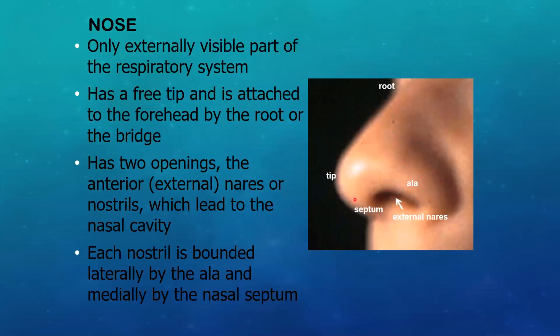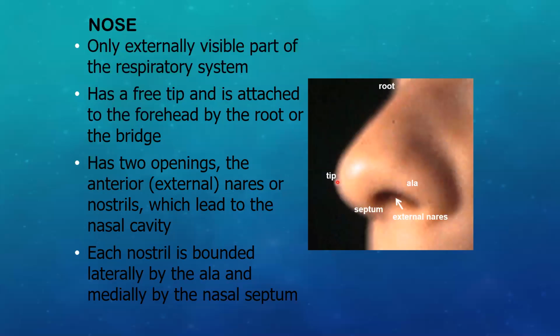Medially, there are two nasal cavities, and on the outside the nose is separated by this part known as the septum. This part of the septum, the nasal septum, is known as the columella. So these are the different parts of your external nose.